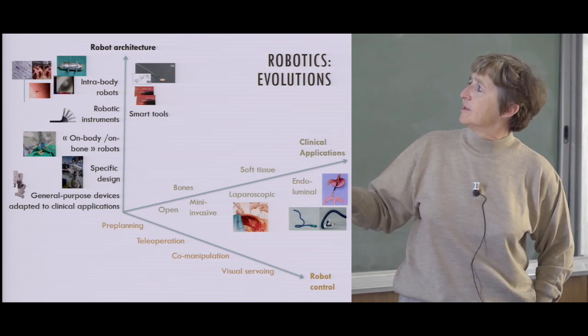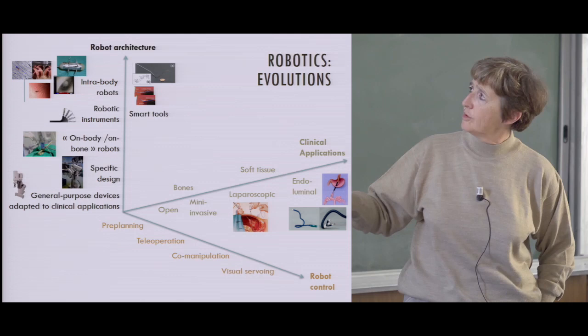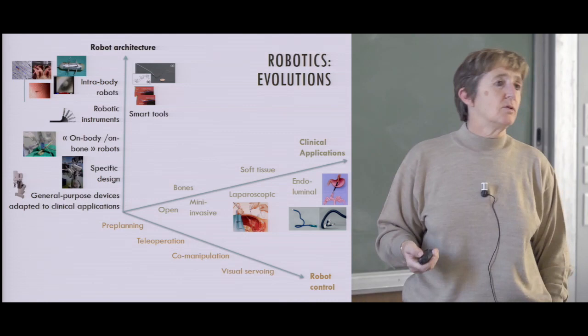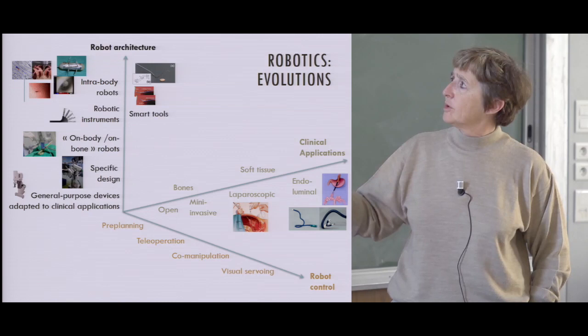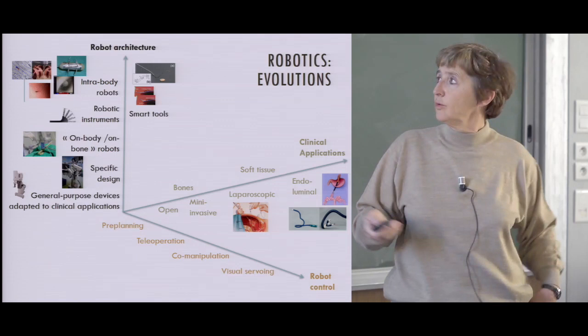Based on visual information, and you have other types of interaction with the user. And after, concerning the architecture of the robot, people started with robots that came from the industrial world. They adapted to it, and afterwards they developed some specific devices. Some of them you could put onto the patient, and some of them you can even insert in the body of the patient.